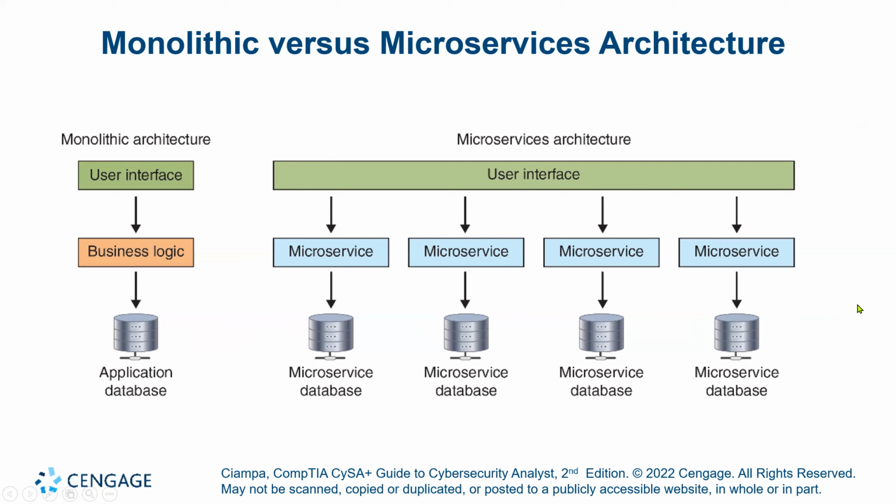But basically the whole thing is just saying monolithic means that there's one database, and micro means there's a whole bunch of little ones. So that's the key right there.